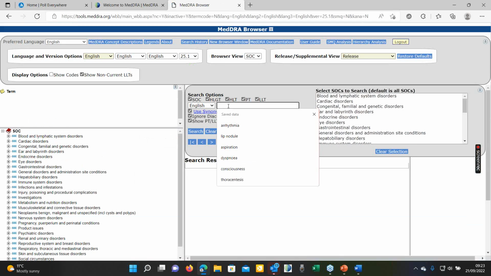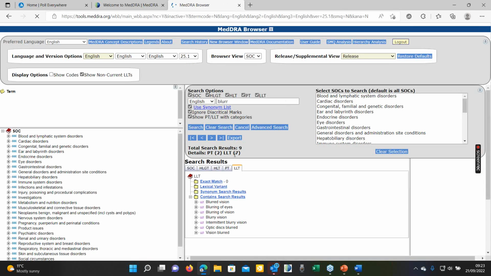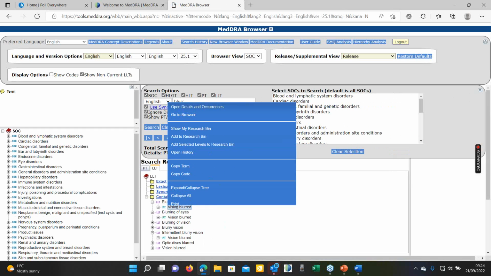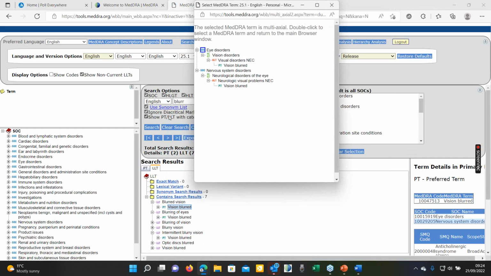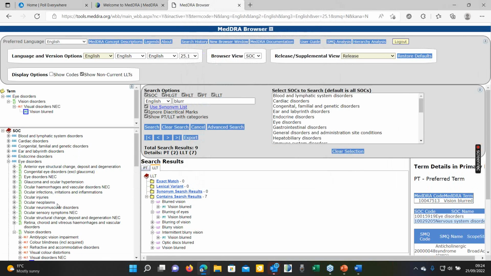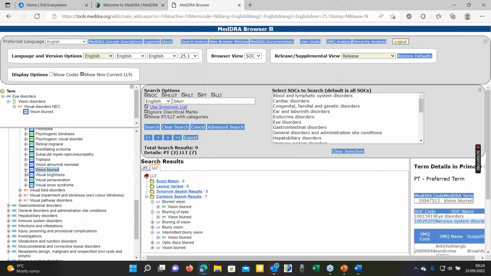So let's have a look at blur first of all, because that's what we've got. Let's see what we can get with blur or blurred, blurring. Let's try blur, see what we come up with here. So here we've got blurred vision, blurring of eyes, blurring of vision, intermittent blurry vision. That's one of the ones we saw, and that goes to the PT vision blurred. All of these go to vision blurred. So let's take that PT, do a right-hand click and go to the browser. It's multi-axial, so I want to view it in its primary location. And there it is, vision blurred.